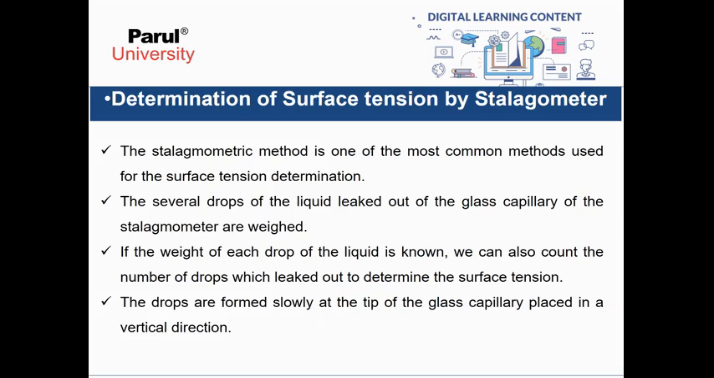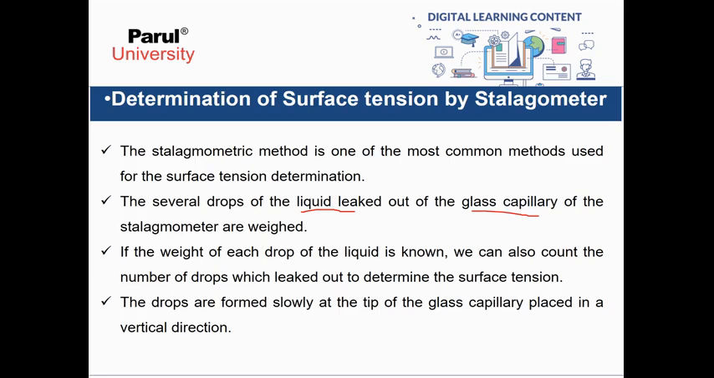Determination of surface tension by stalagometer. The stalagmometric method is one of the most common methods used for surface tension determination. Several drops of the liquid leak out of the glass capillary of the stalagometer and are then weighed. If the weight of each drop of the liquid is known, we can also count the number of drops which leaked out to determine the surface tension.